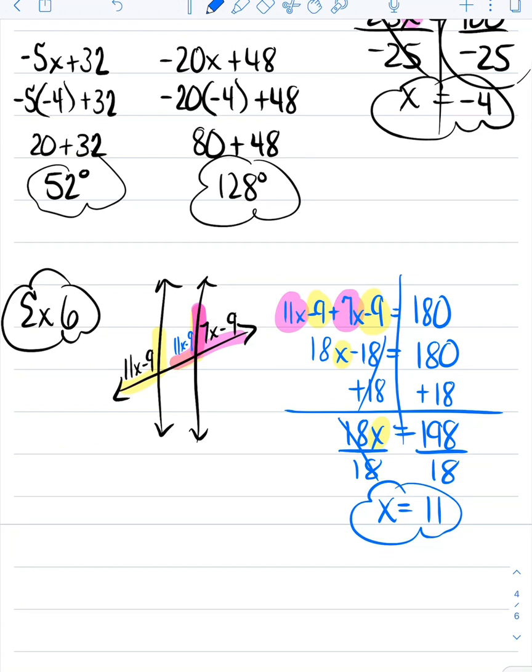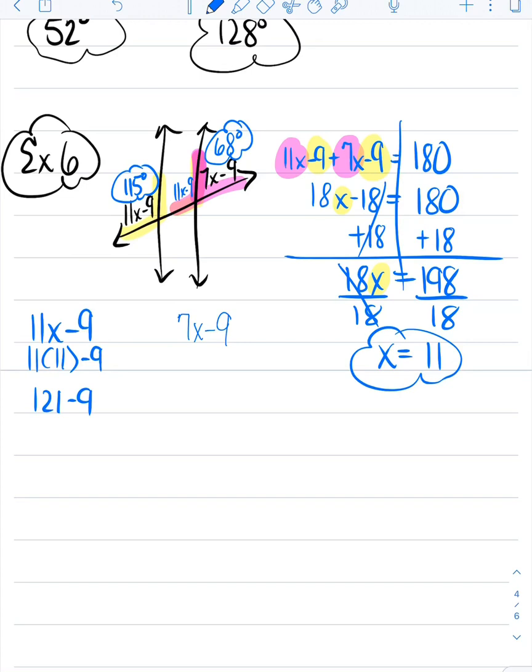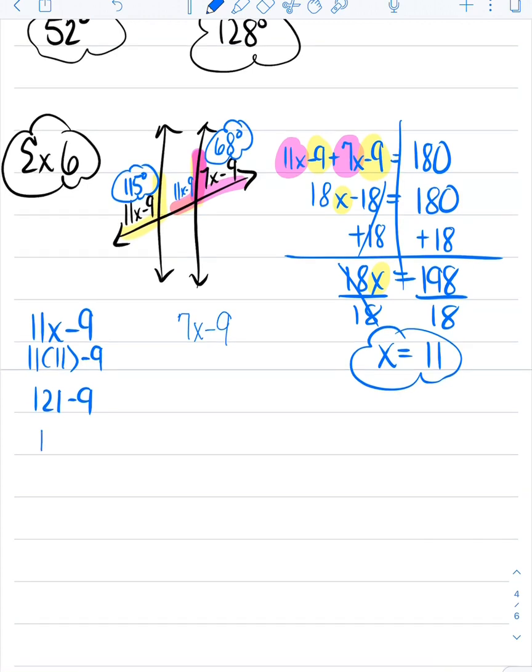And then just like normal, now that I have written my equation and solved for x, I'm going to plug that 11 in to find out what those actual angle measures are. Now remember, since they're equal to 180, they're going to be different. So first I have 11 times 11, because that's what x is, minus 9. You get 121 minus 9, and when you do that, you get 112 degrees.